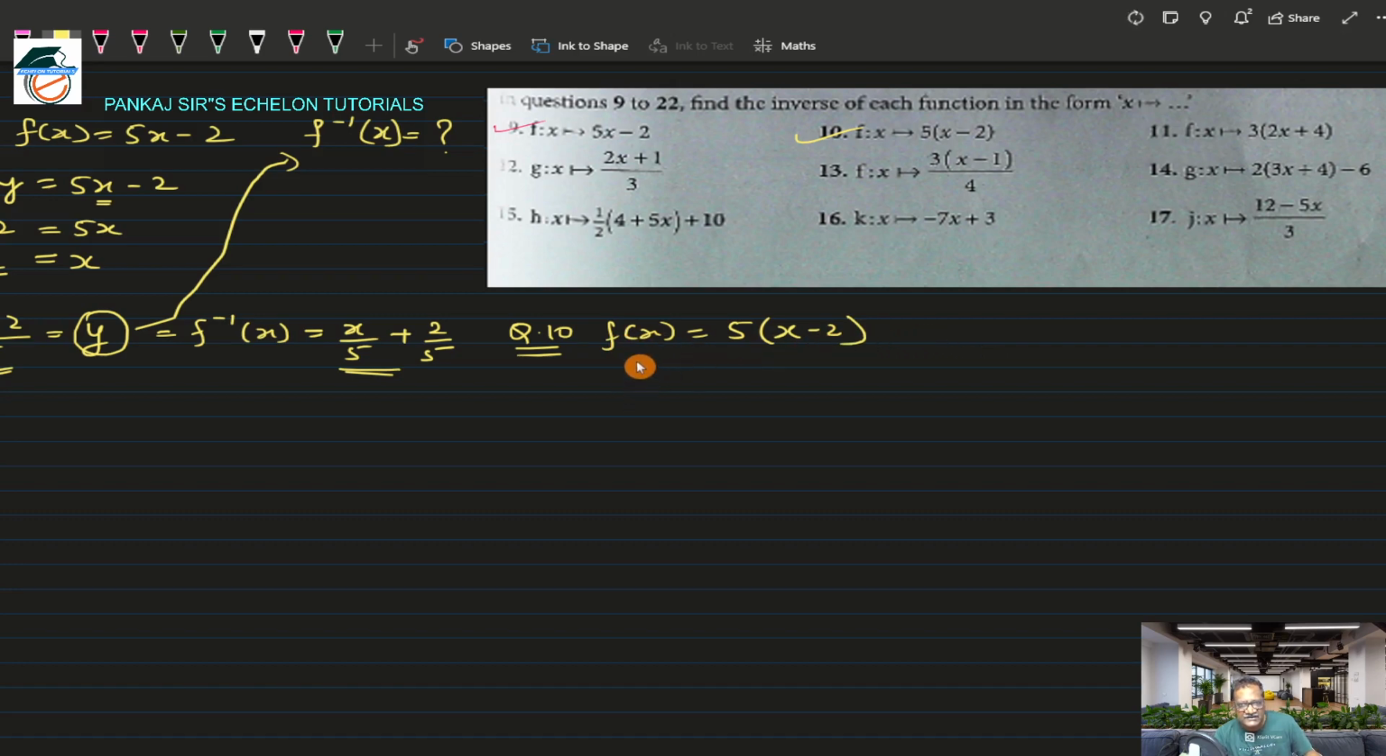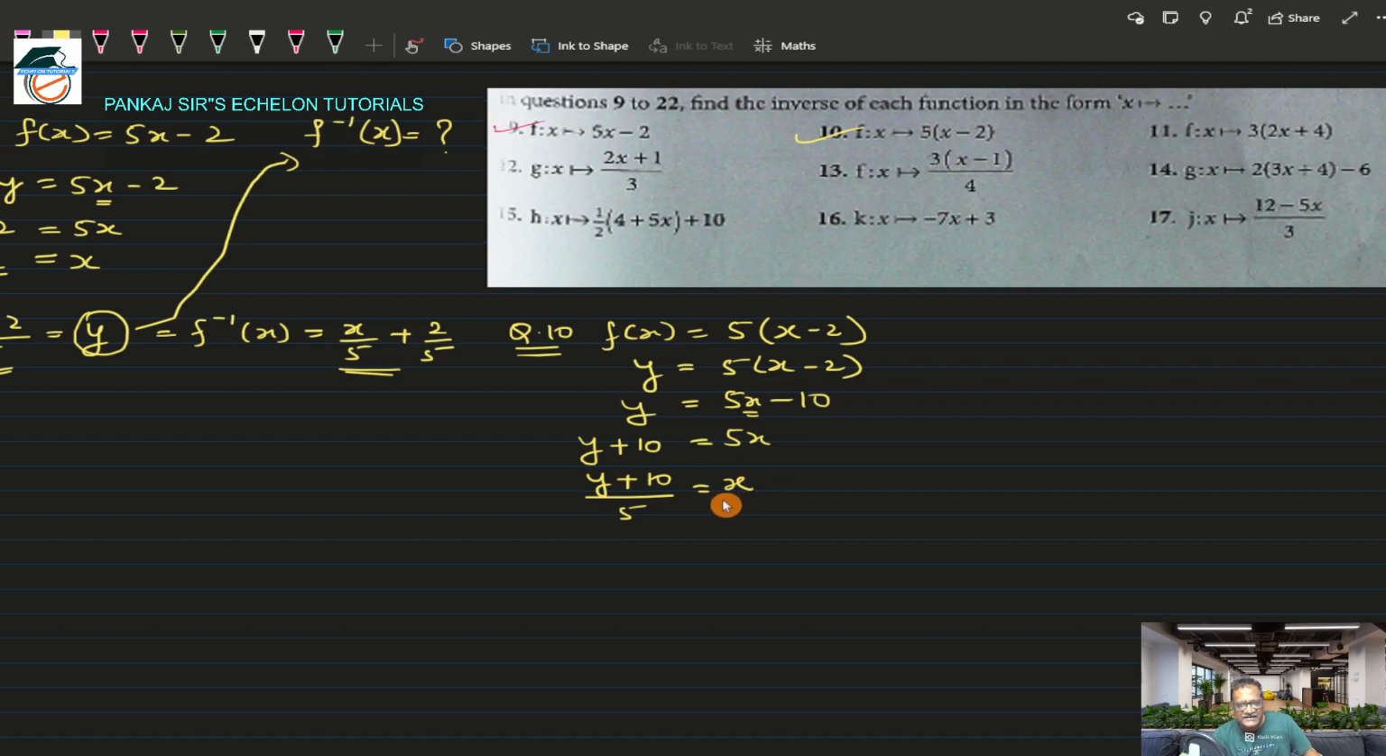As usual, we'll take this f of x as y, and put this as 5 bracket x minus 2. Now let us open this and make it 5x minus 10. So y is equal to 5x minus 10. Now you have to concentrate on making x the subject. Stepwise you have to do it, not in one go. So 10 you first take on this side, so it will become y plus 10 equal to 5x. Then 5 you again bring on this side, so it will become y plus 10 whole upon 5 equal to x.